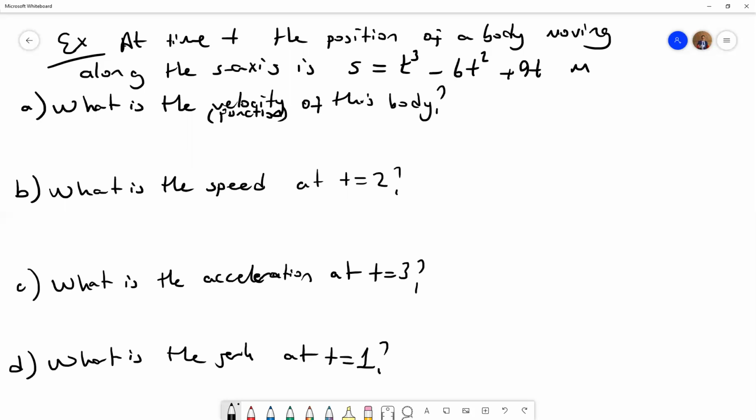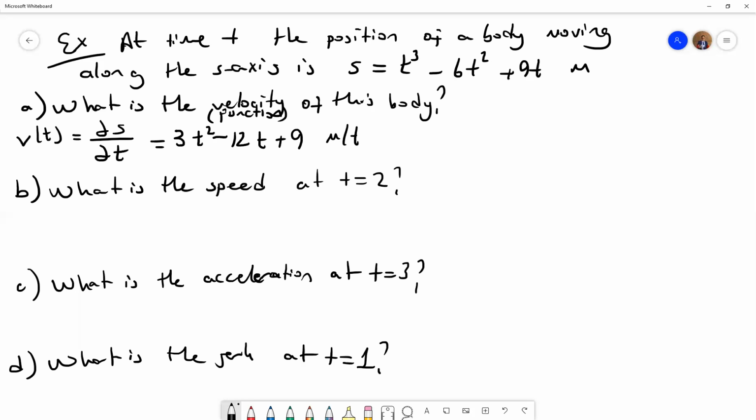First of all, we have to find velocity. So we are going to find the derivative of s with respect to t. That is v(t) equal to delta s over delta t, that is 3t squared minus 12t plus 9. And this is meter over second. This one is okay.